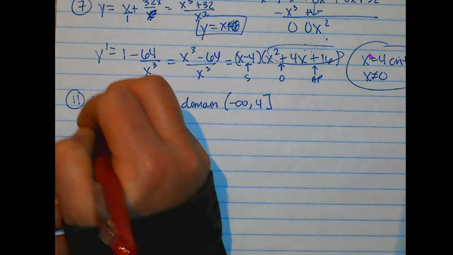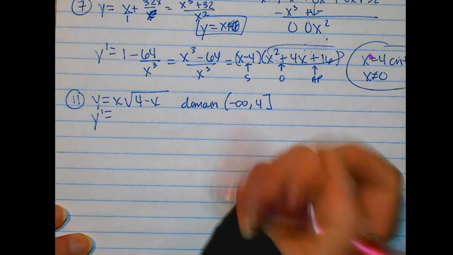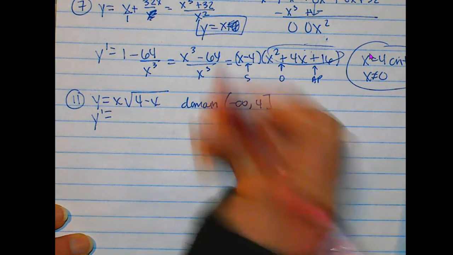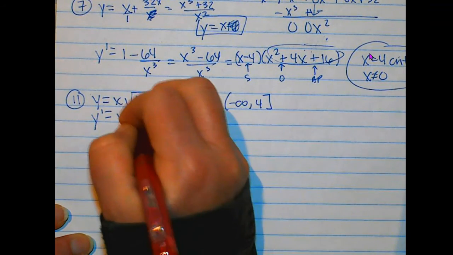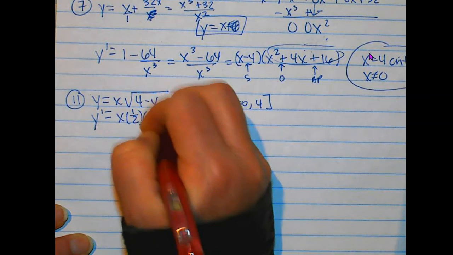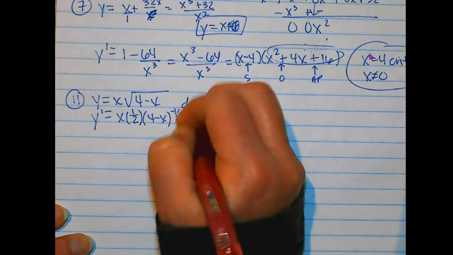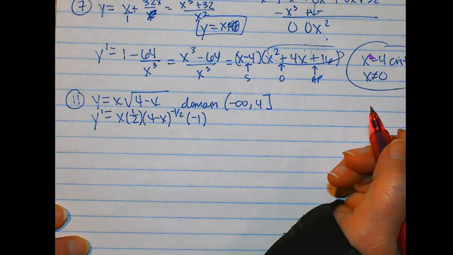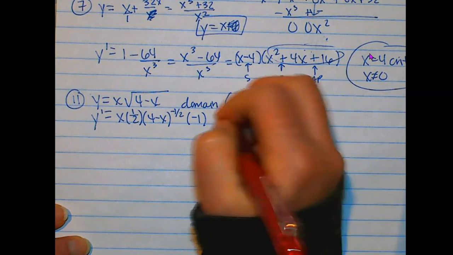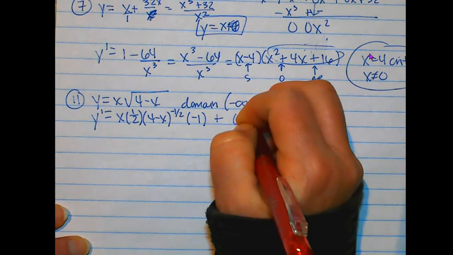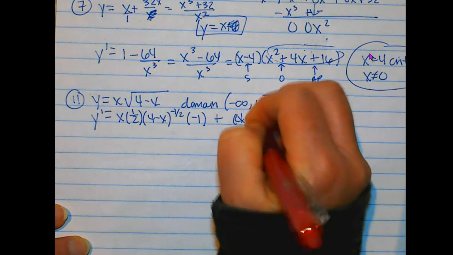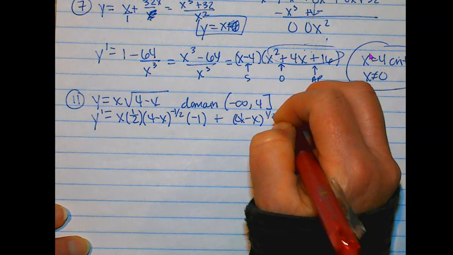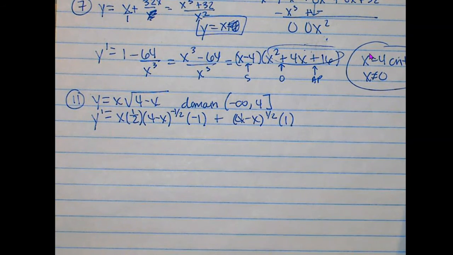How do we do that? Product rule. So first, derivative of the second is going to be 1/2 times 4 minus x to the negative 1/2 times negative 1. So this was taking a derivative with product rule and chain rule, and then we've got to do plus. We keep the 4 minus x to the 1/2 power and do the derivative of x, which is just 1.